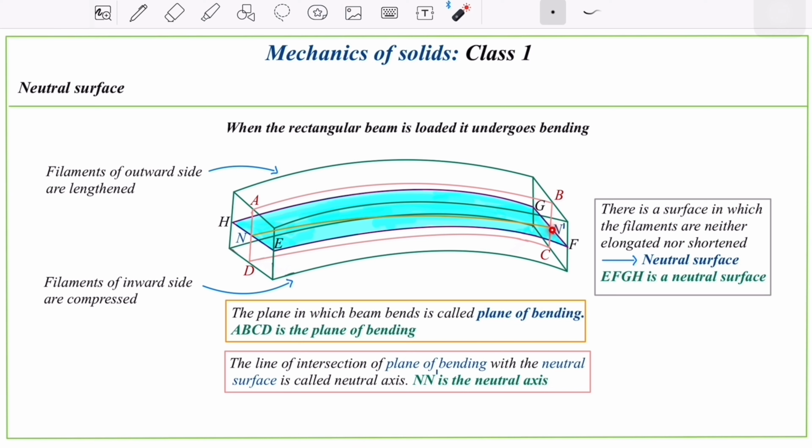So we have a line of intersection between these two planes. That is, the line of intersection of the plane of bending ABCD and the neutral surface EFGH is called the neutral axis. When two planes intersect each other, you will get a line. And here the two planes, the plane of bending and the neutral surface, intersect inside the beam, and we will have the line of intersection. That is called the neutral axis N N dash.